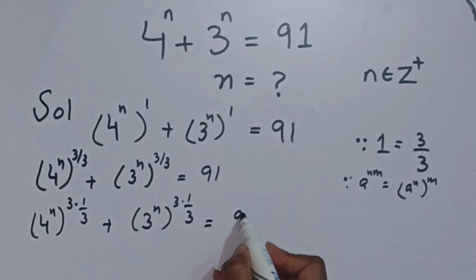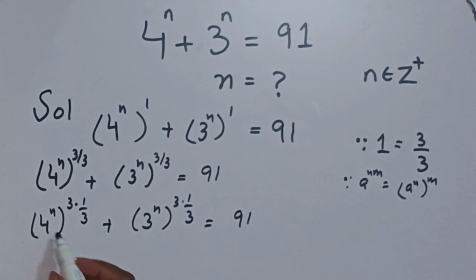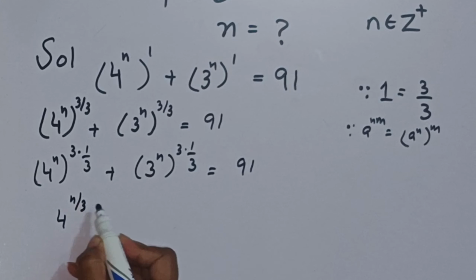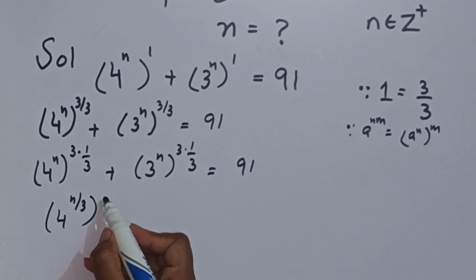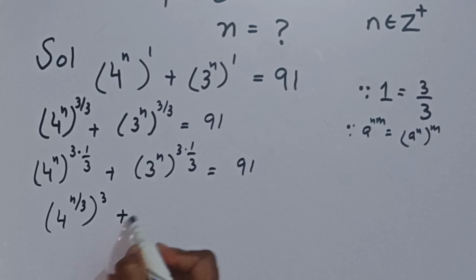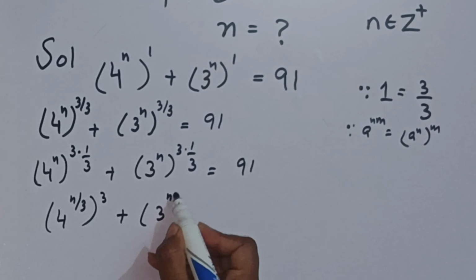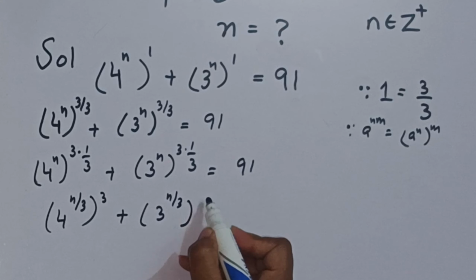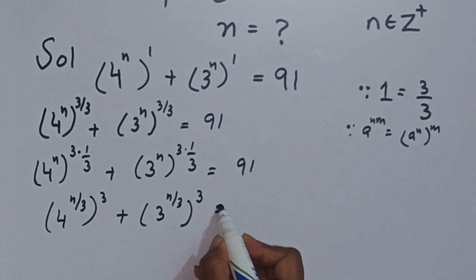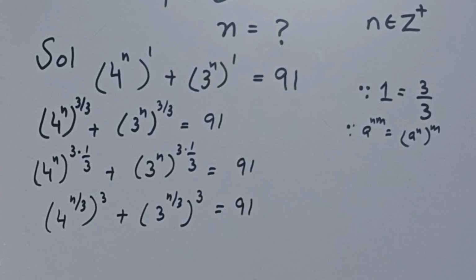Now in the next step we use this identity. We can write this as 4 raised to the power n over 3 whole power 3 plus 3 raised to the power n over 3 whole raised to the power 3. This is equal to 91.